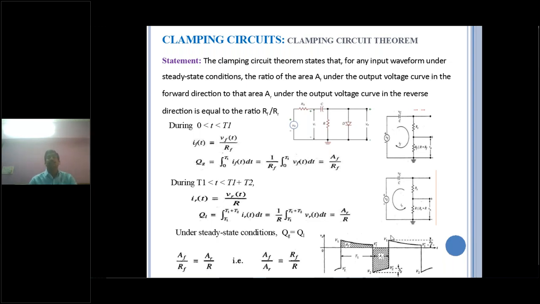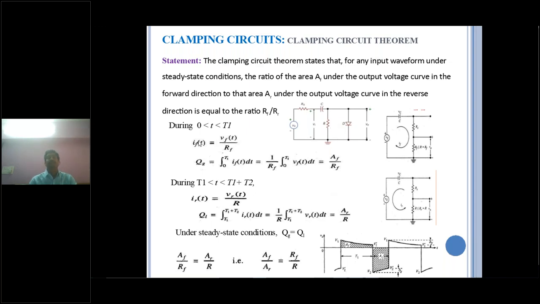This is a very important one. The clamping circuit theorem says that for any input waveform, either square waveform or sinusoidal waveform or any waveform, the ratio of the area under the output voltage curve in the forward direction to the area under the output voltage curve in the reverse direction is equal to RF by R. RF means the diode forward resistance, and R means the parallel resistance across the diode.